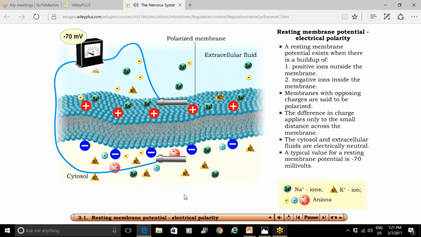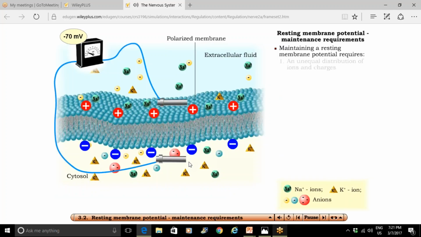Okay, it doesn't mean that the cytosol or the extracellular fluid have those charges. They don't. Okay, it's just along the cell membrane. That's really important to understand. So it's just the movement of ions across this phospholipid bilayer that creates a slight difference in charge between the outside of the cell membrane, of the neuron cell membrane, to the inside of the cell membrane.